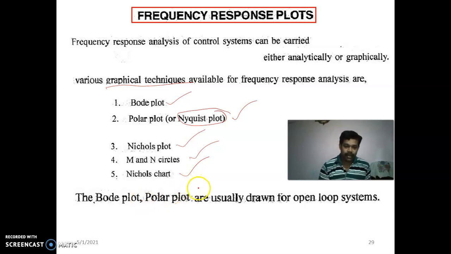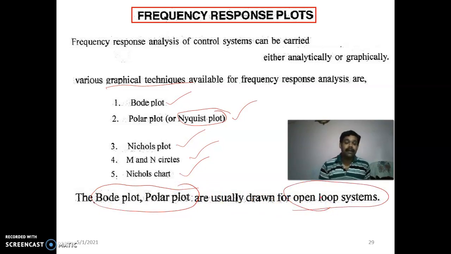These Bode plot and polar plot are usually drawn for open loop systems, so we should be careful. We are using them only for open loop systems and not for closed loop systems.